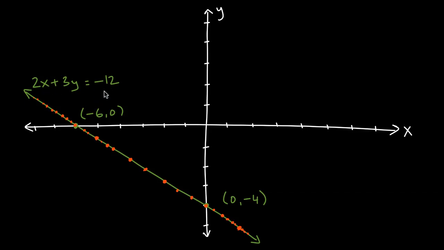Now let's choose something that's obviously not a solution, something like the origin, (0, 0). Let's plug it in. 2 times 0 is 0, so this is gone, plus 3 times 0, which is also 0, and that's gone as well. 0 plus 0 is 0, and we get 0 equals negative 12. Now that is a false statement, and what that means for us is that the origin is not a solution to this line. Which hopefully makes sense, because if it were a solution, this line would need to pass through the origin.